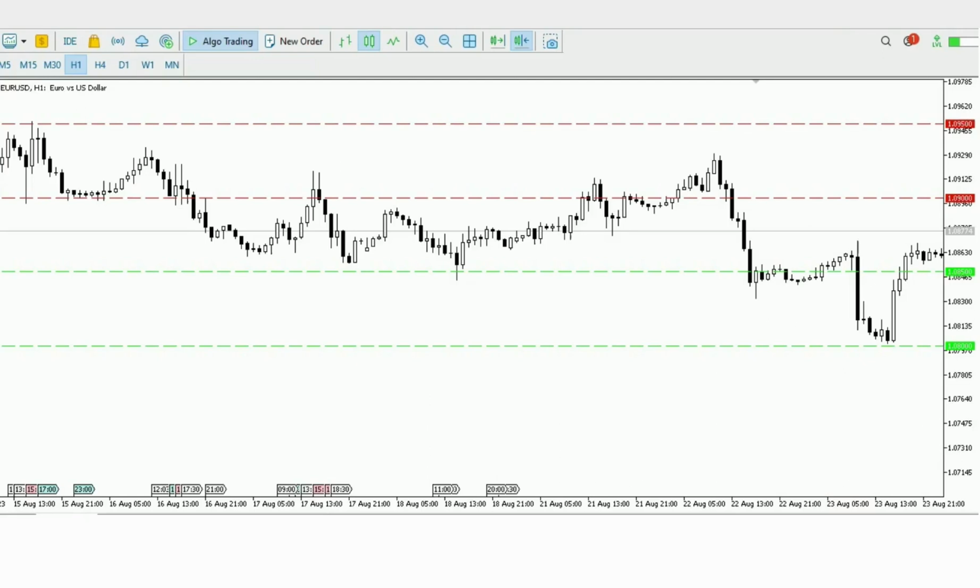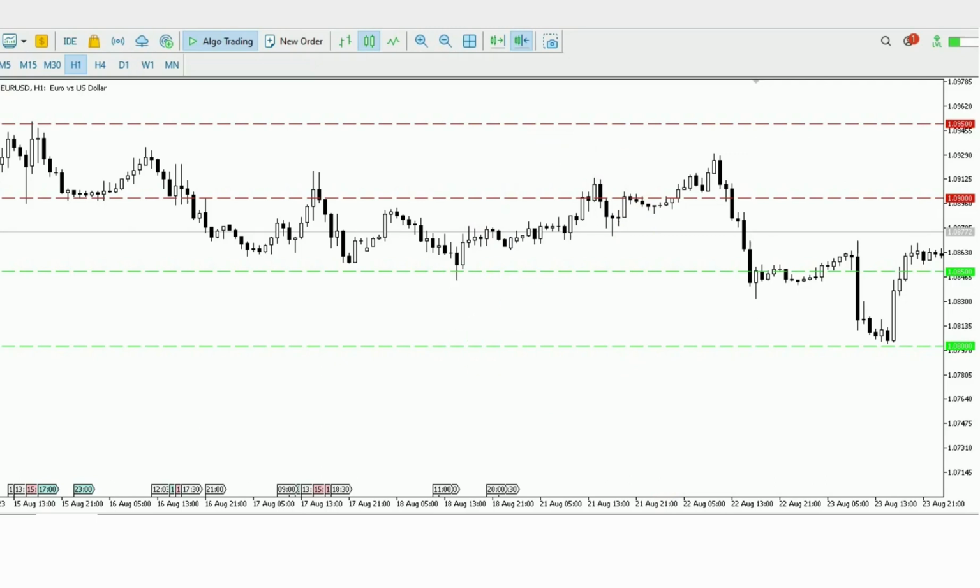Today I want to introduce you to our psychological levels indicator, also known as the round levels indicator. Psychological levels are price points in financial markets that hold significant meaning for traders and investors, mainly due to their simplicity and ease of remembrance. Typically, these levels are round numbers, ending in 00 or halfway points like 50.